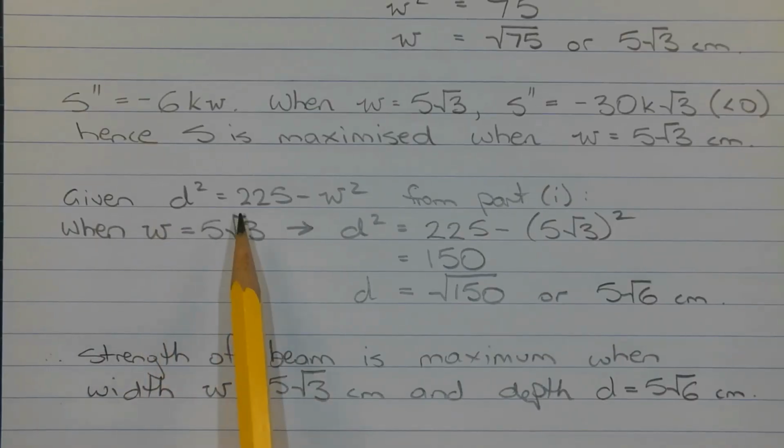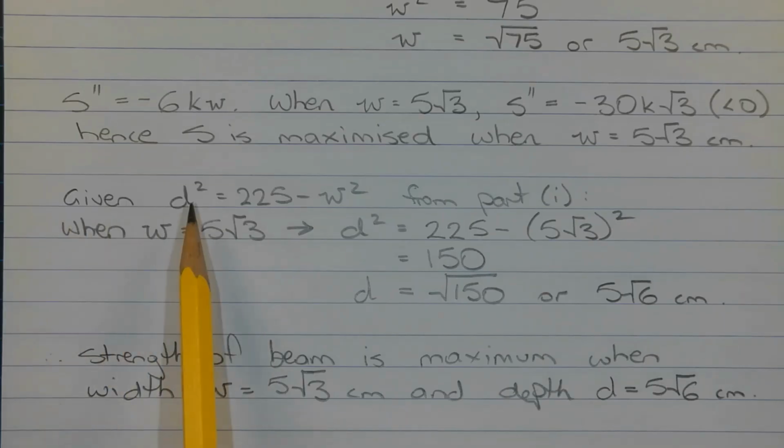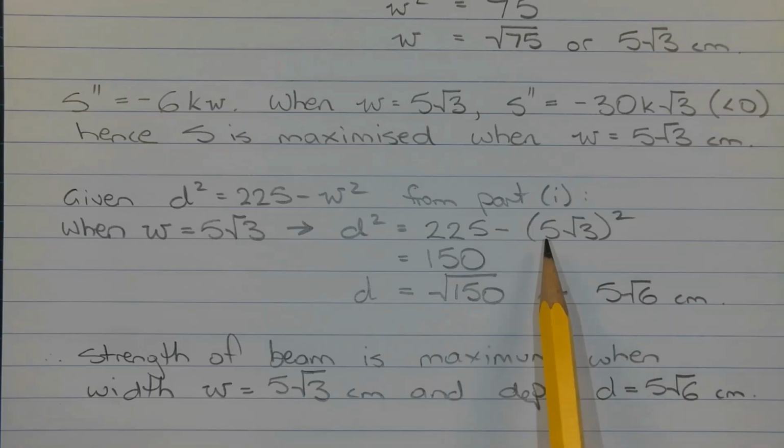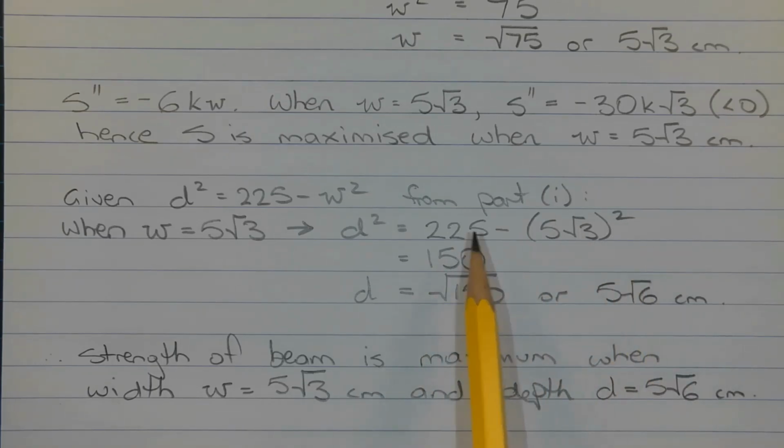Now given that D squared is equal to 225 minus W squared from part 1, because at this point, now that we have W, we need to find the depth D that corresponds to the value of W that we've found. When W is equal to 5 root 3 centimeters, D squared is equal to 225 minus 5 root 3 in brackets squared, which equals 150. Taking the positive square root of both sides to isolate D, we get D is equal to root 150, or 5 root 6 centimeters in simple surd form. Therefore, the strength of the beam is maximum when the width W is equal to 5 root 3 centimeters and the depth D is equal to 5 root 6 centimeters.